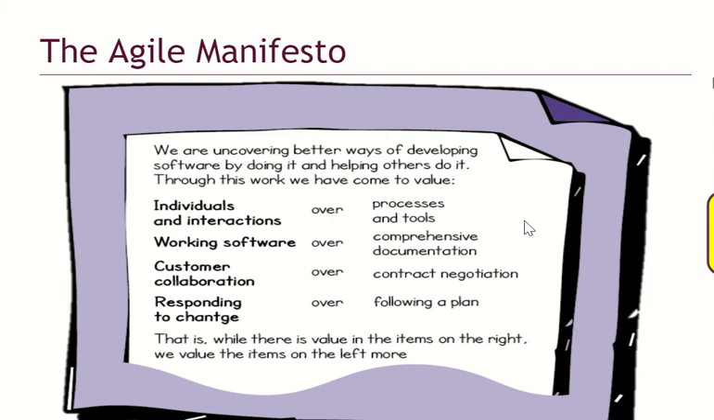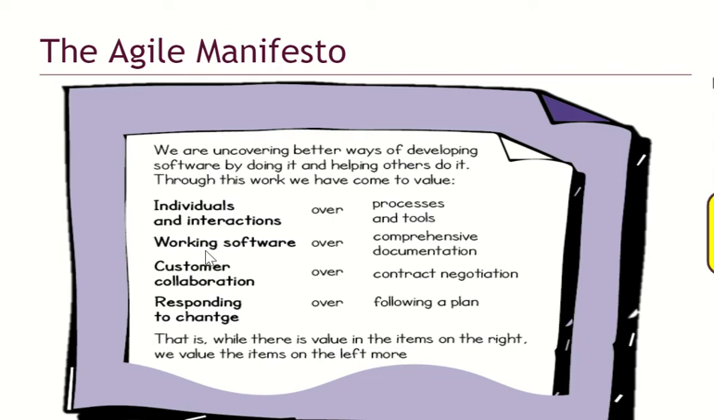Again, look at the manifesto which we have looked at. The manifesto says we are uncovering better ways of developing software, because Agile came from software development, doing it and helping others to do it. Through this work, we have come to value individuals and interaction over processes and tools, relating with people over following a rigid, defined step-by-step process.